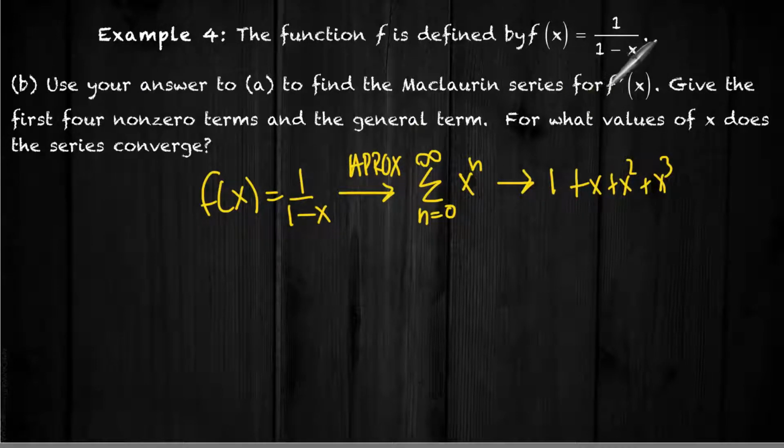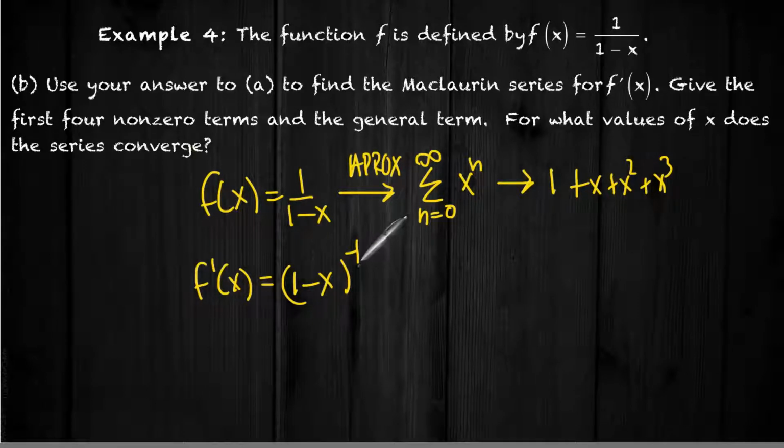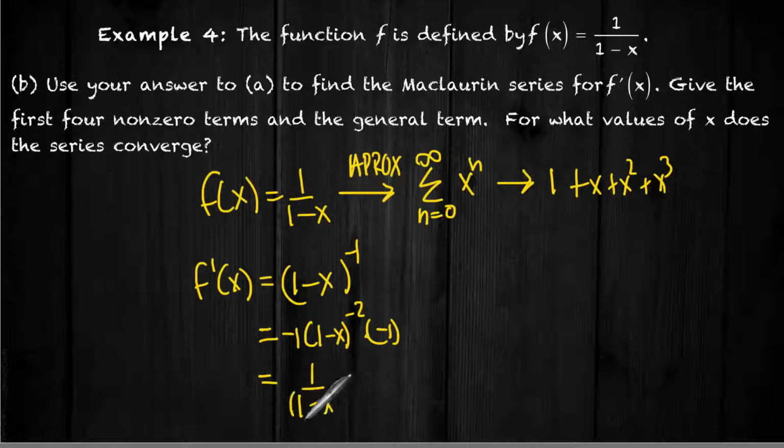Now it says find the Maclaurin series for f prime of x. So f prime of x is going to be, well, we're going to take the derivative of this. So maybe we'll do that by moving this up to the top and making it a 1 minus x to the -1. And we're going to do the power rule. So that's going to be -1, leave the inside alone, drop the power down, and then multiply by the derivative of the inside, which is -1. So that -1 and that -1 cancel, and we are left with this as f prime of x.